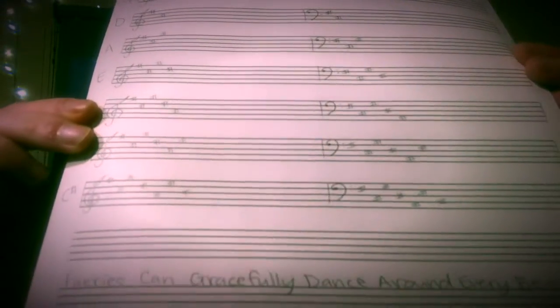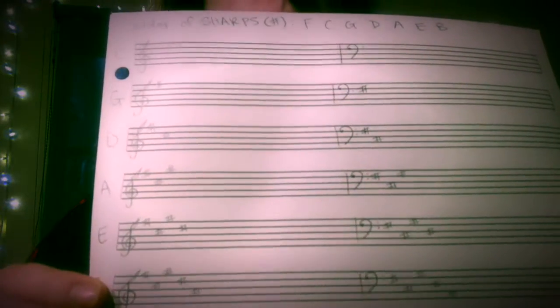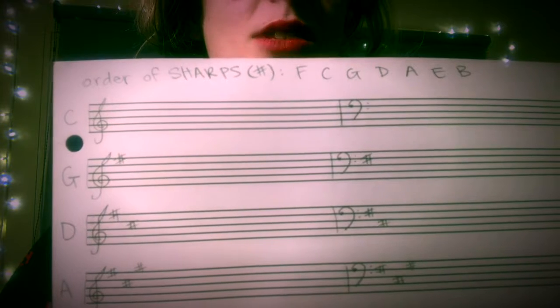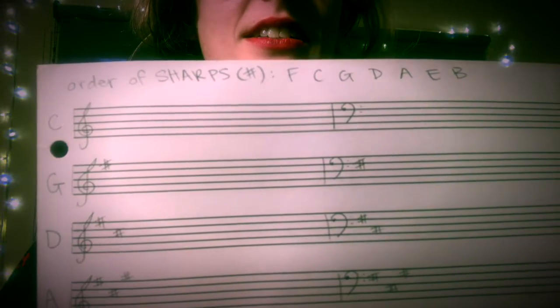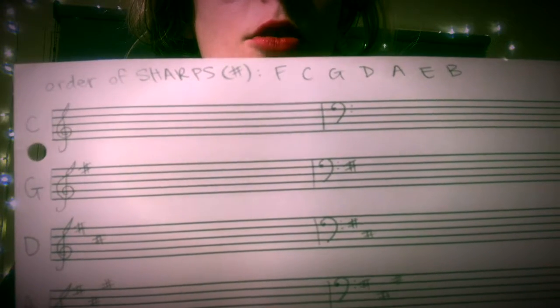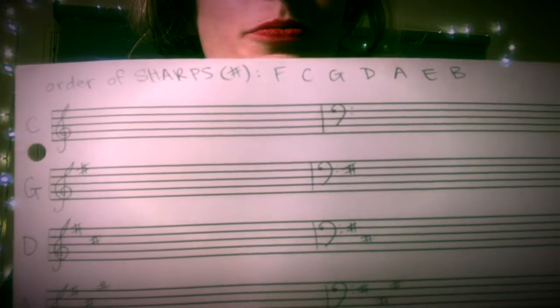When we talk about our sharp key signatures, it's very important to talk about the order of sharps. The order of sharps is very specific. It goes F, C, G, D, A, E, B. Notice that those letters move by fifths.